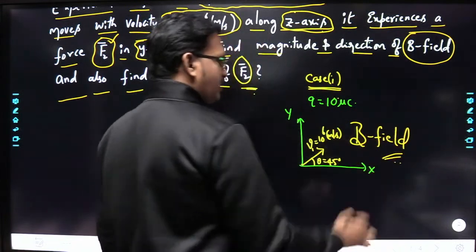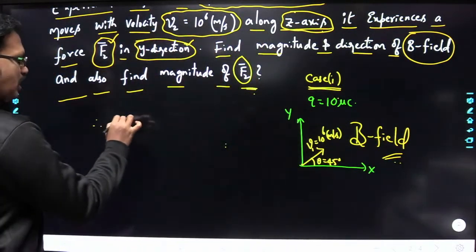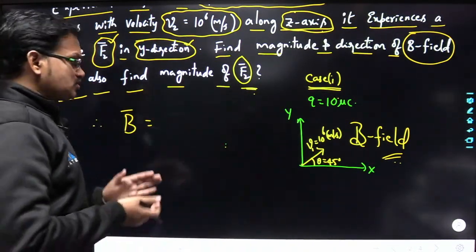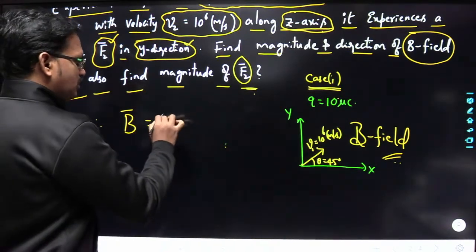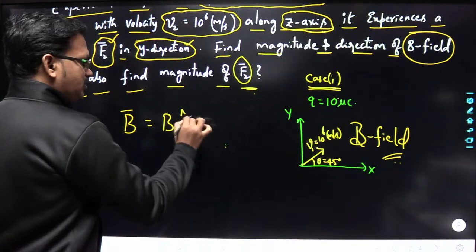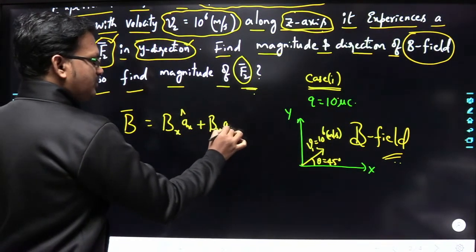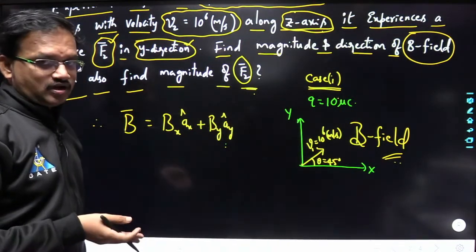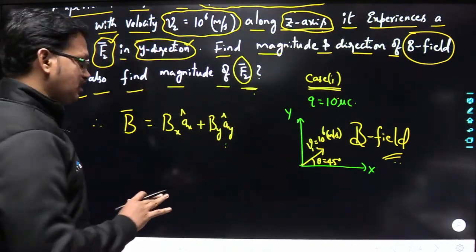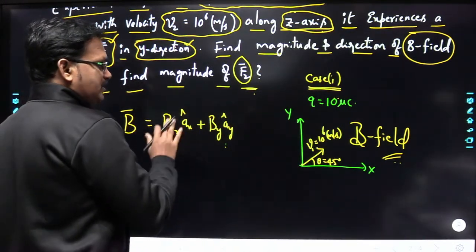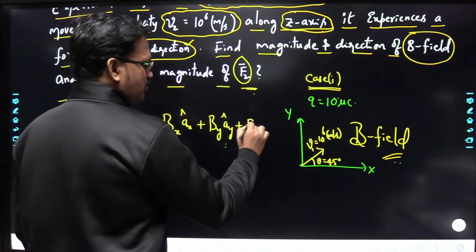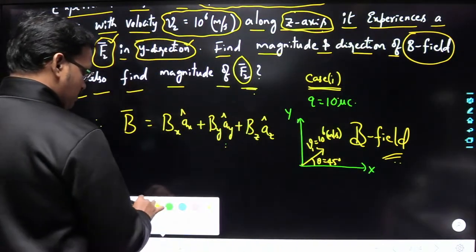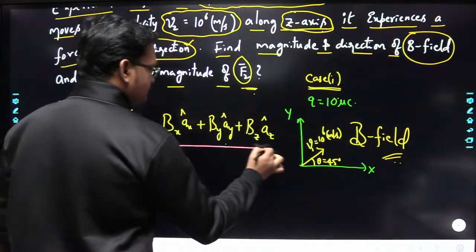They have not mentioned anything about B field. So therefore I am considering, since they have not mentioned anything about B field, let us assume it is having x component plus y component. B field is a vector quantity or not? So in general it is going to have x component, y component as well as z component. Just I am assuming B field is equal to bx ax cap plus by ay cap plus bz az cap. Okay, so this is what I am assuming here. So this is B field.